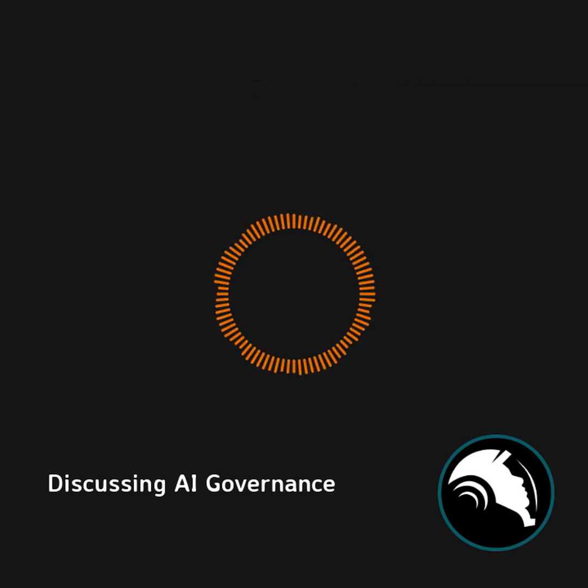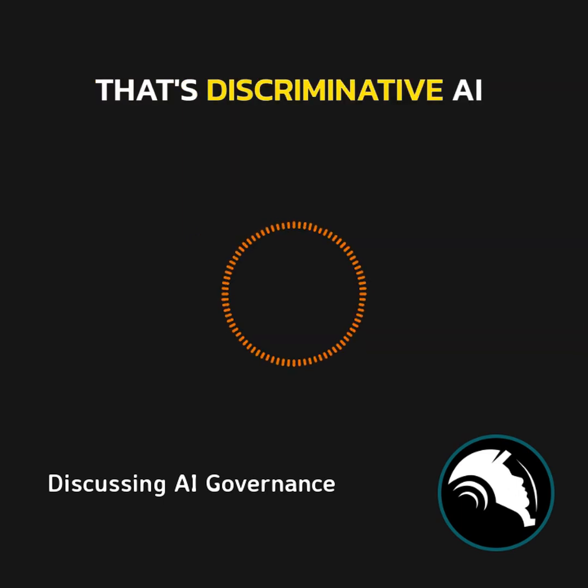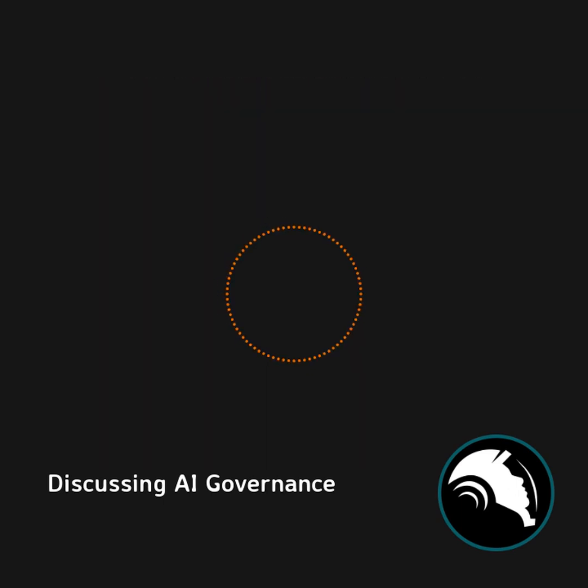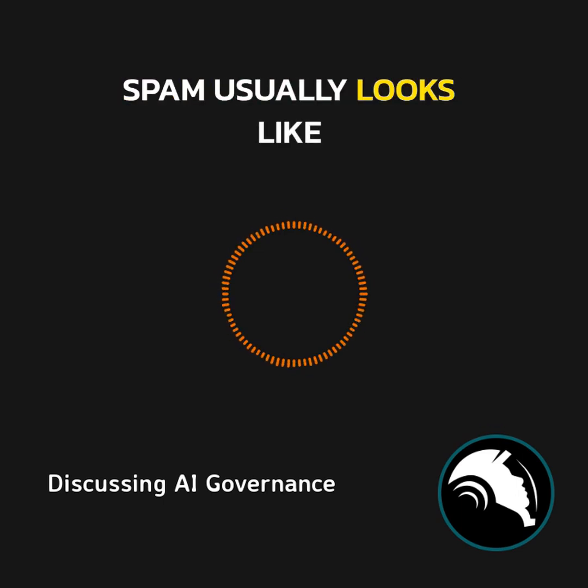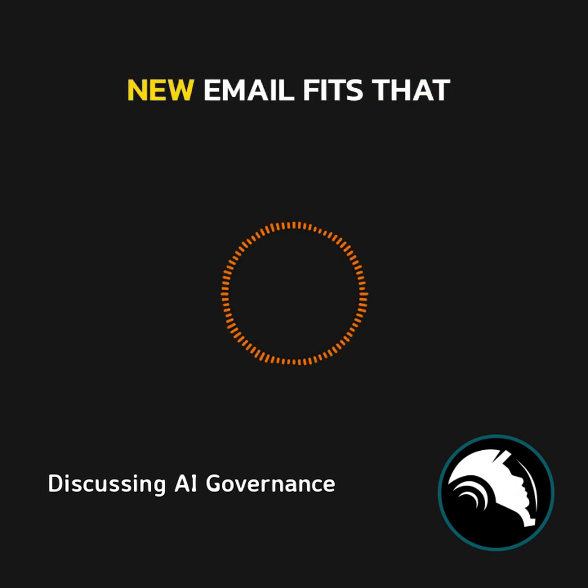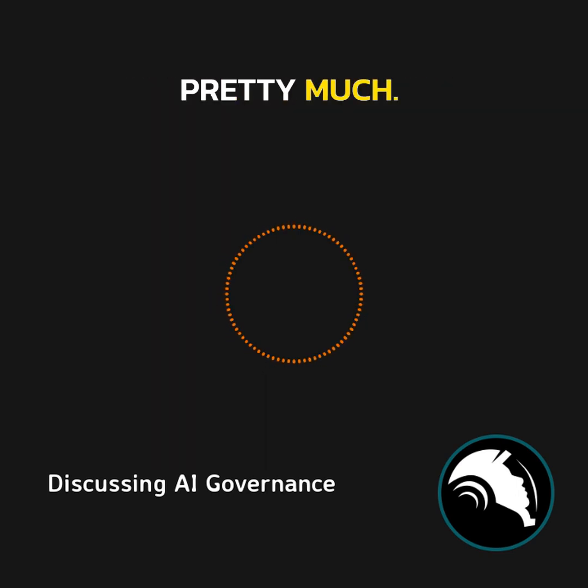Exactly. Think about your email inbox. You know how it filters out spam? That's discriminative AI at work. Oh, okay. So it's learned what spam usually looks like and then decides if a new email fits that pattern. Yeah, pretty much. Okay, that makes sense. So then what about the other type of AI the paper talks about?